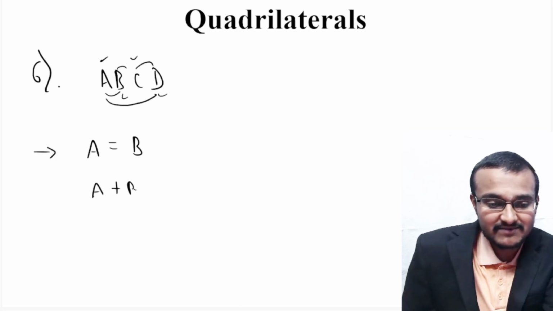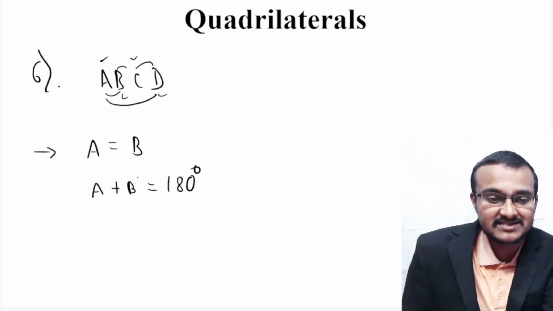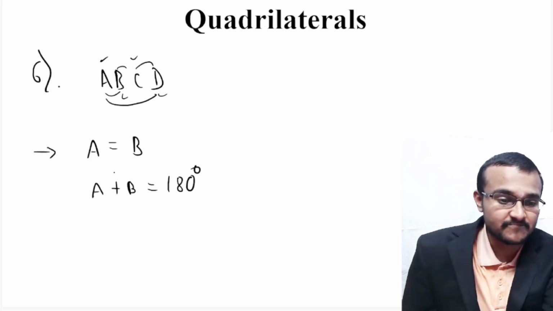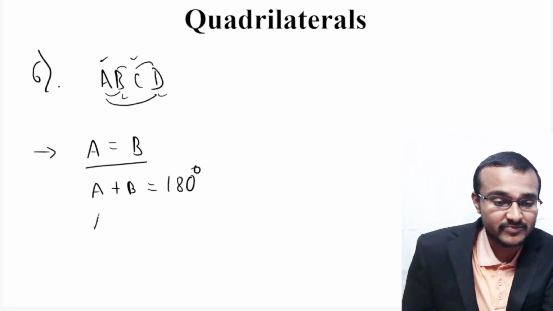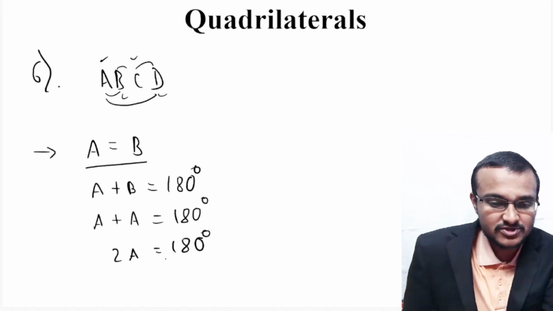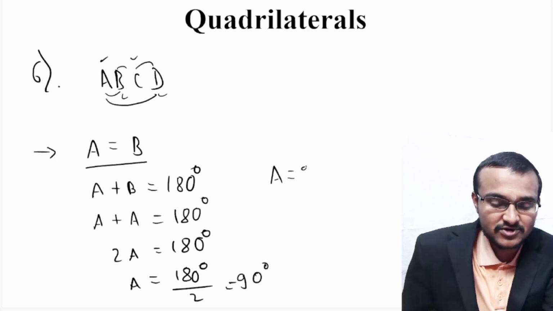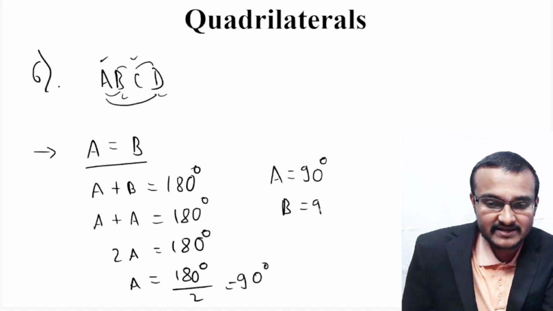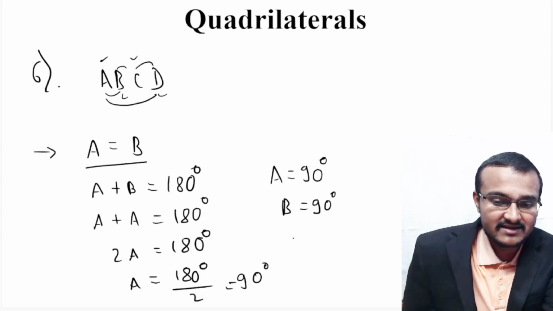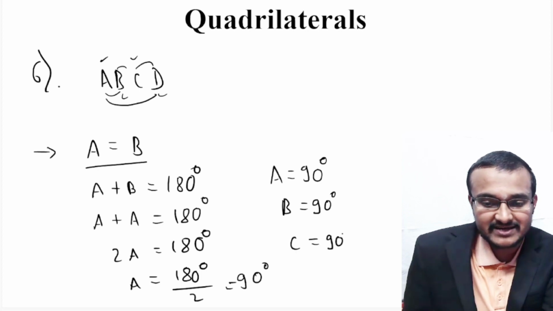And we also know that A plus B should be equal to 180 degree because adjacent angles in a parallelogram is supplementary to each other. So since A plus B is actually equal to 180 degree and A is actually equal to B, you can write this as A plus A. Since B is actually equal to A, in the place of B you can write as A. That is actually equal to 180 degree. So A plus A is actually 2A is equal to 180 degree. So if 2A is 180 degree, then A is actually equal to 180 degree divided by 2. So that will be equal to 90 degree. So if A is equal to 90 degree, then B is also equal to 90 degree. So if B is also equal to 90 degree, then C and D should also be equal to 90 degree.